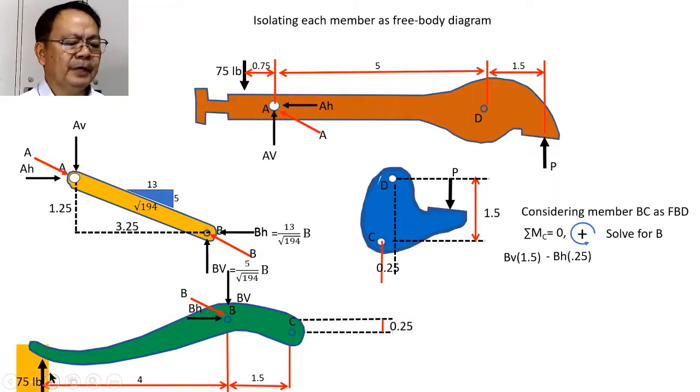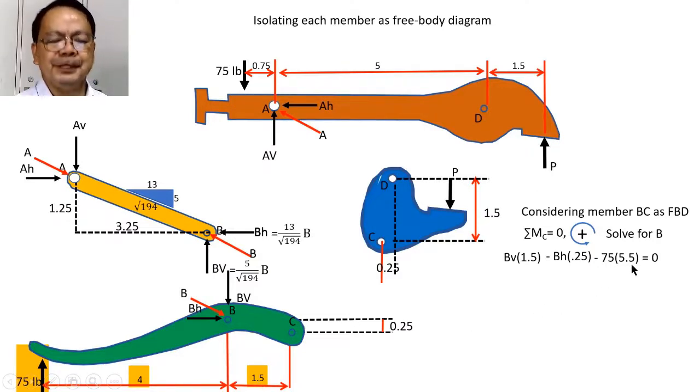This 75 will have a moment arm from C equal to the sum of these two. Right? And this will be producing a clockwise moment about C, and therefore it will also be signed negative, equal to negative 75 multiplied by the sum of 4 and 1.5, and that is equal to 5.5. And all of this must be equal to 0.